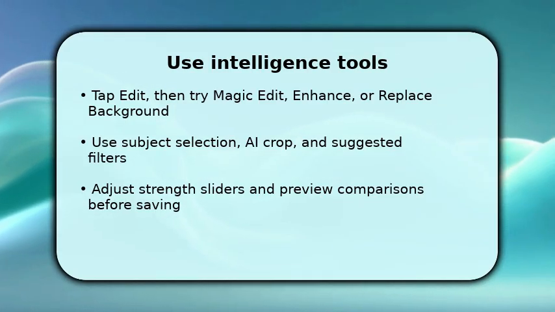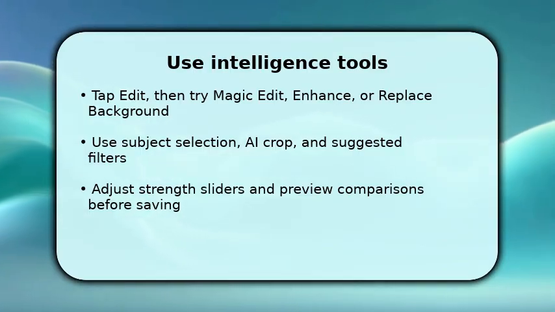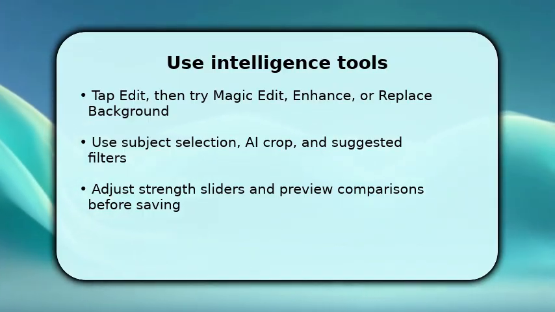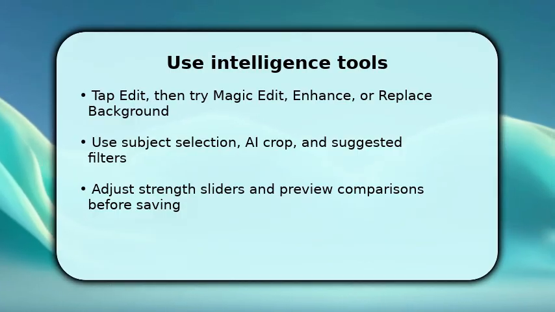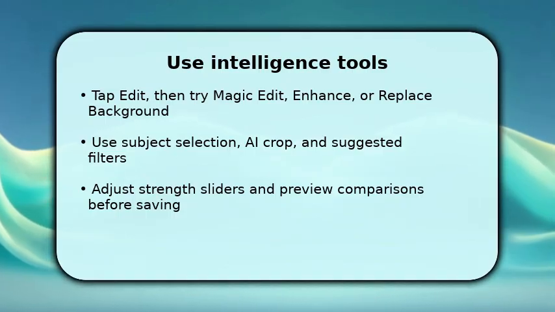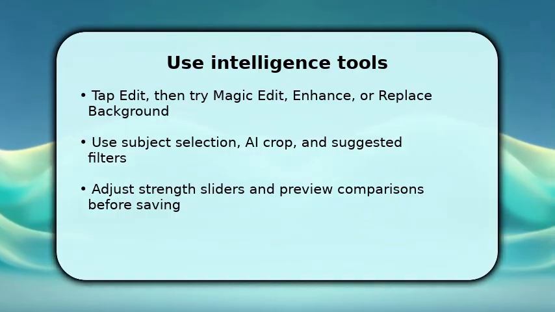Use the Subject Selection tool to isolate people or objects, apply AI crop for improved framing, and test replace background if needed. Make incremental adjustments with strength sliders so changes remain natural. After previewing before and after comparisons, you can accept edits or refine masks and retouches manually to maintain creative control.